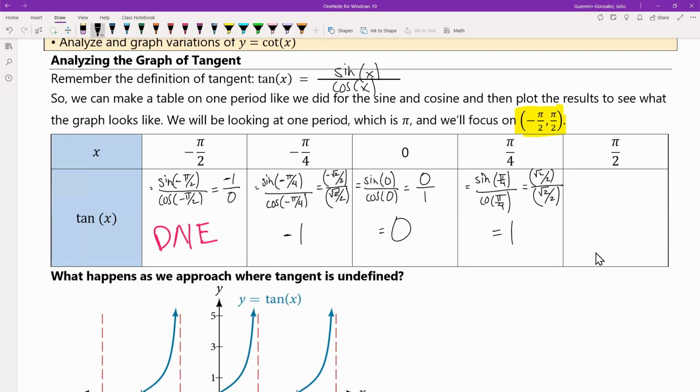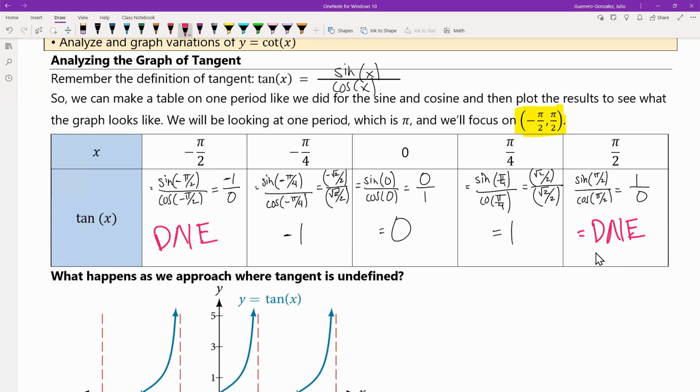And the last one is equivalent to sine of pi over 2 divided by cosine of pi over 2. 1 divided by 0, we know we can't divide by 0, so this becomes a DNE again. So, this is what we get between negative pi over 2 and positive pi over 2.